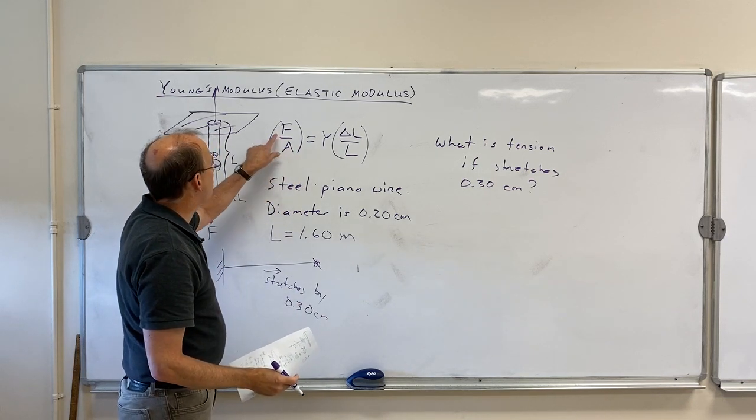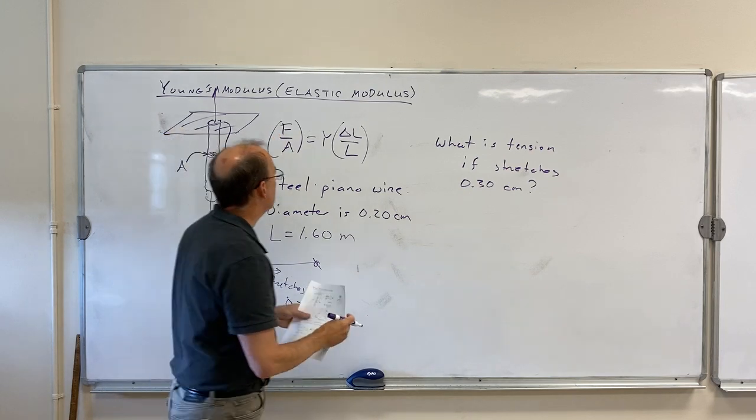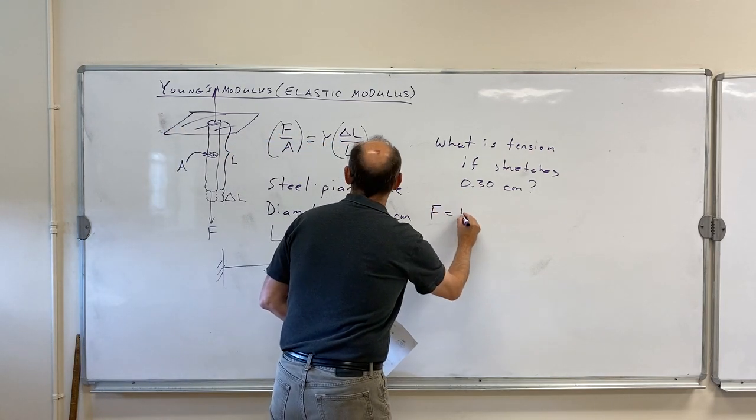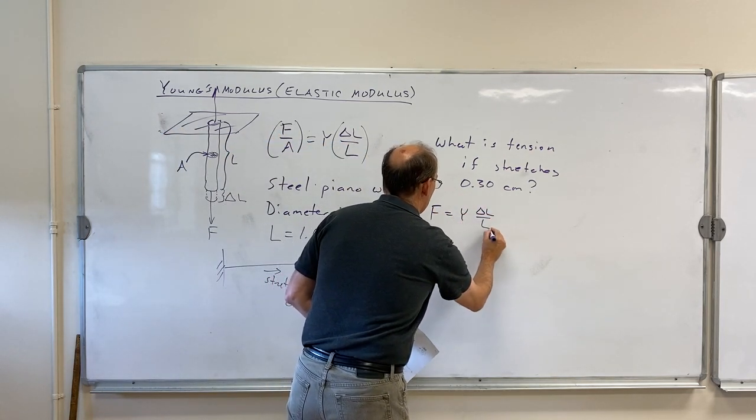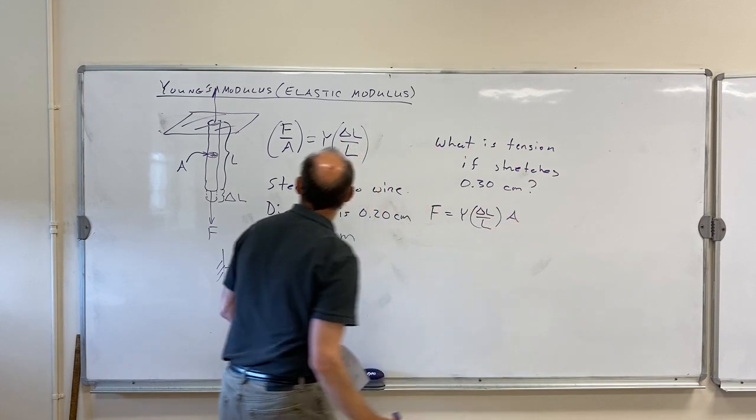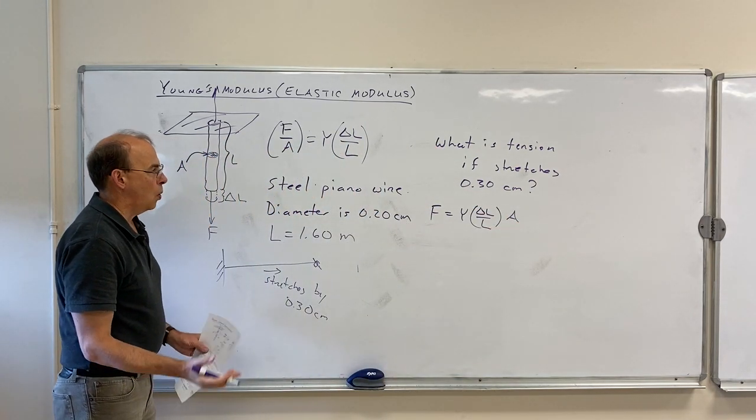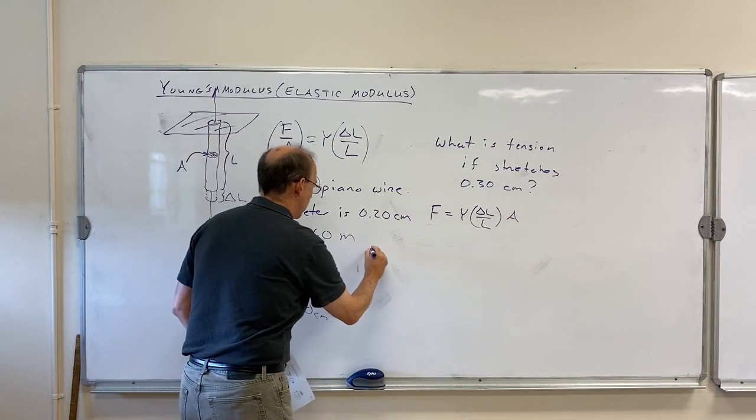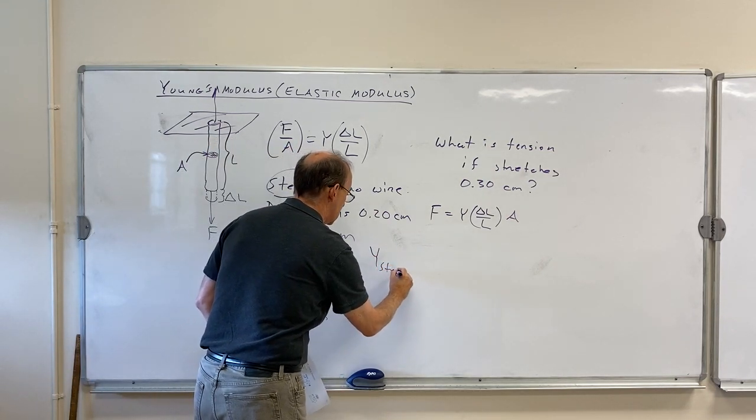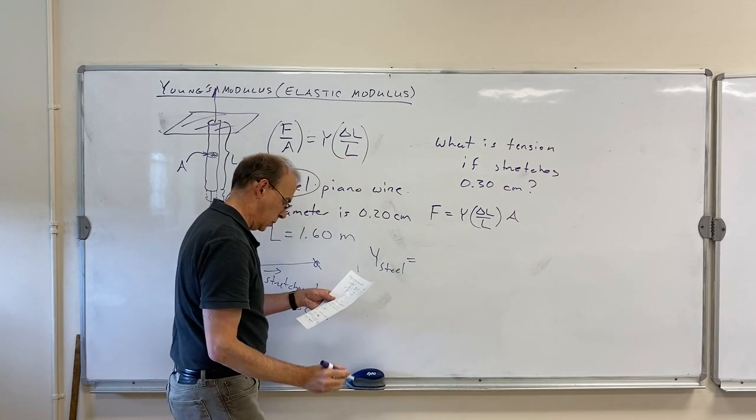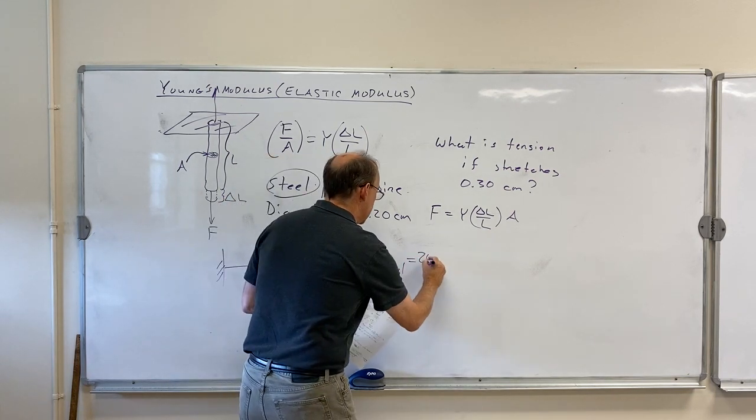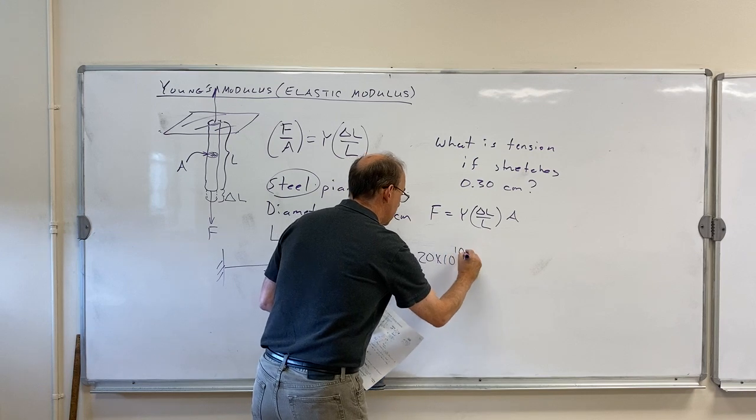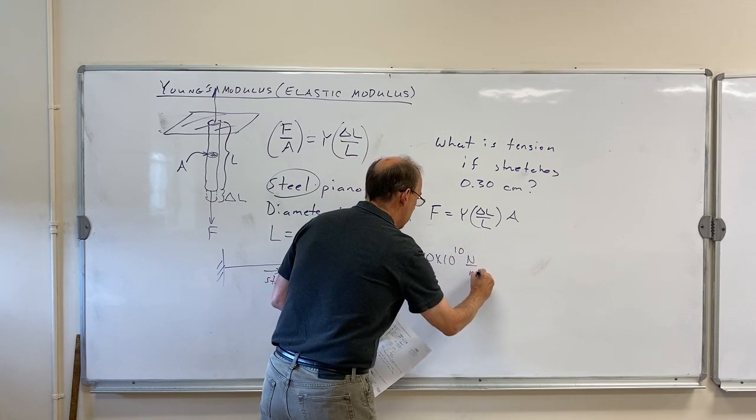So we've got one equation, let's use it. We want to know a force, this F. So F is Y delta L over L, A. Y we have to look up, since it's steel, we look up Y for steel. I've done that. Y for steel is 20 times 10 to the 10th newtons per square meter.